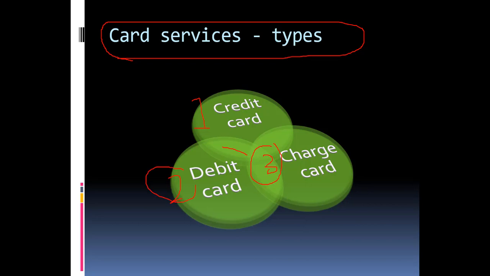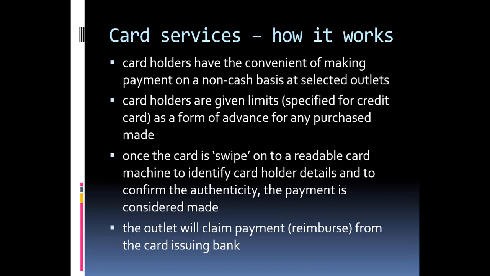So what is the card services? How it works. The card holder has the convenience of making payment on a non-cash basis at selected outlets, and card holders are given a limit specific for credit card and as a form of advance for any purchase made. Once the card is swiped on the readable card machine to identify card holder details and to confirm the authenticity, the payment is considered made, and the outlet will claim payment reimbursed from the card issuing banks.